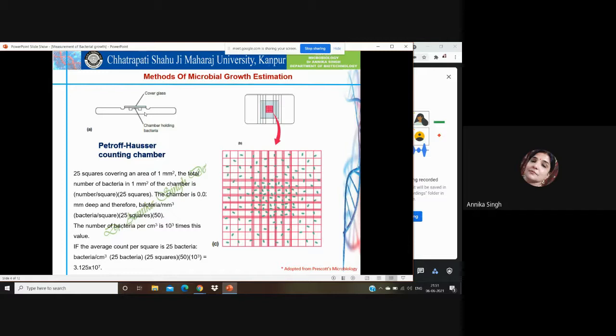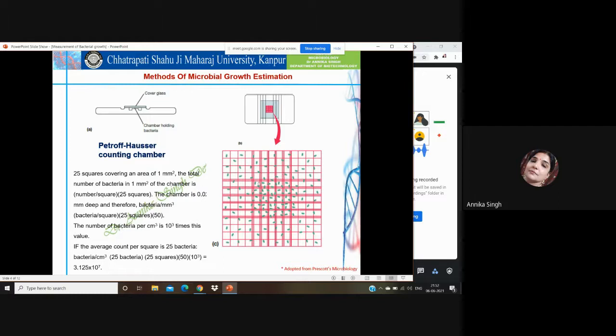This counting chamber consists of a specially designed slide and cover slip. You can see here, this is the slide, this is the cover slip, and the space between the slide and cover slip creates a chamber of known depth. The depth of this chamber is 0.02 mm.